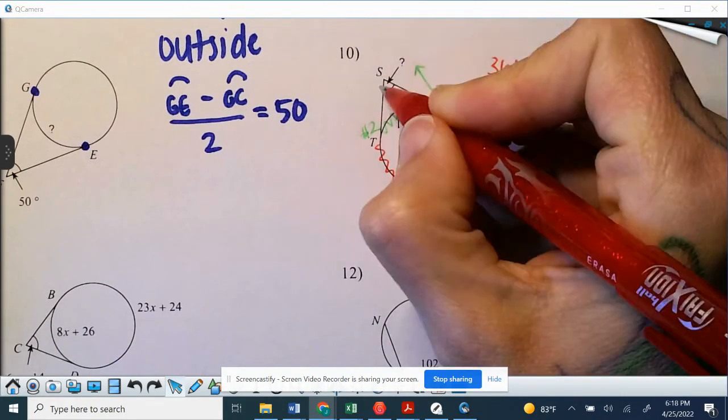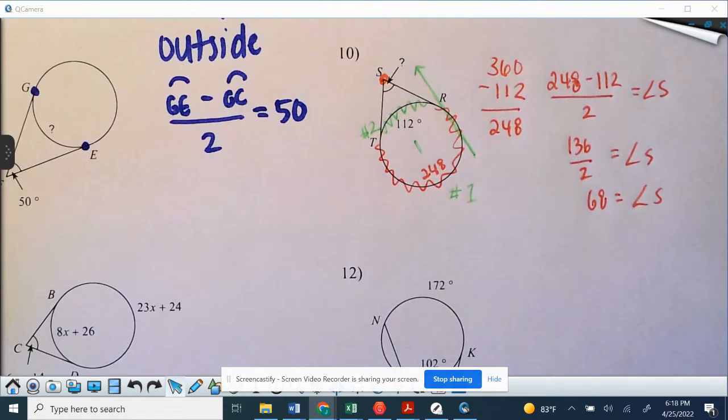This is the angle on the outside. So if it's on the outside, you're going to take the largest arc minus the smallest arc, divided by 2. You take the largest minus the smallest because you can't have a negative angle measure, quite obviously.